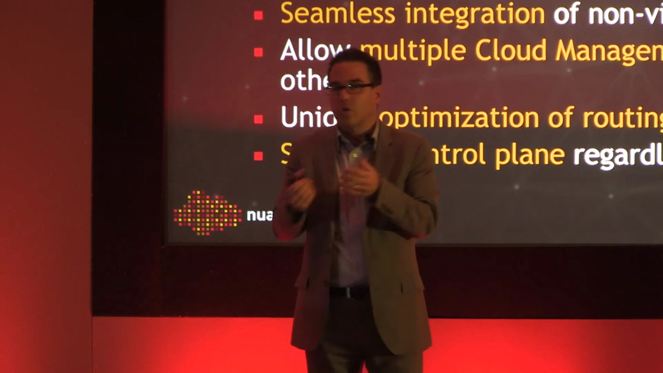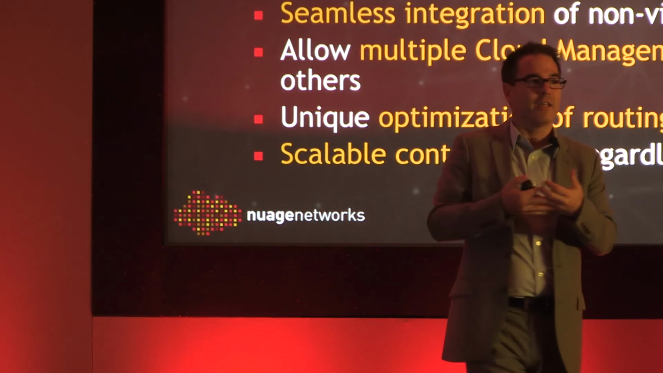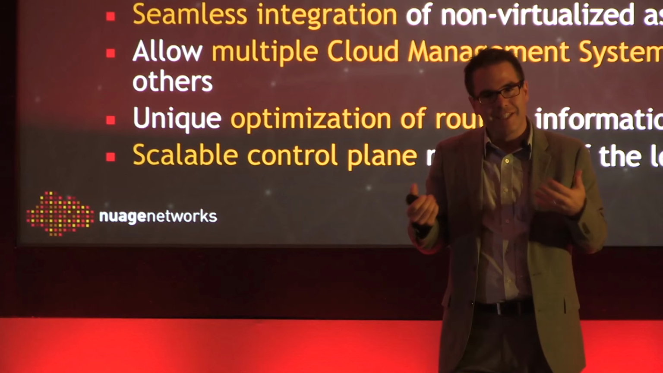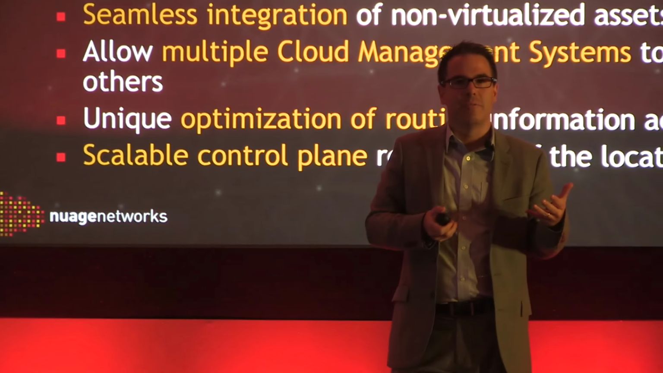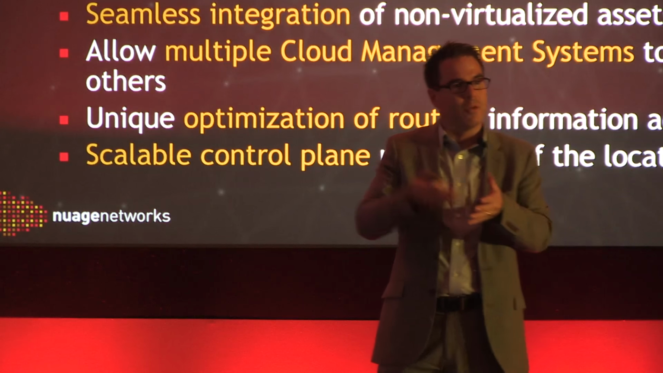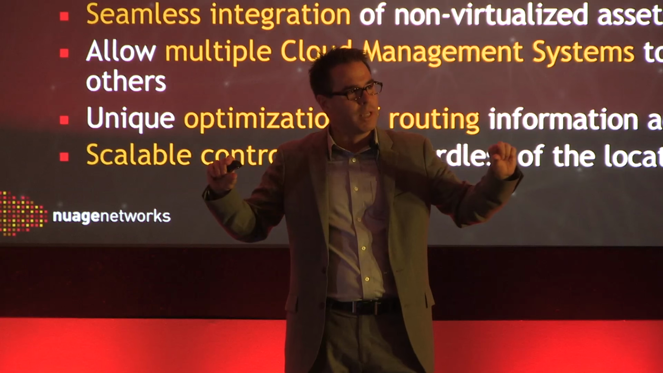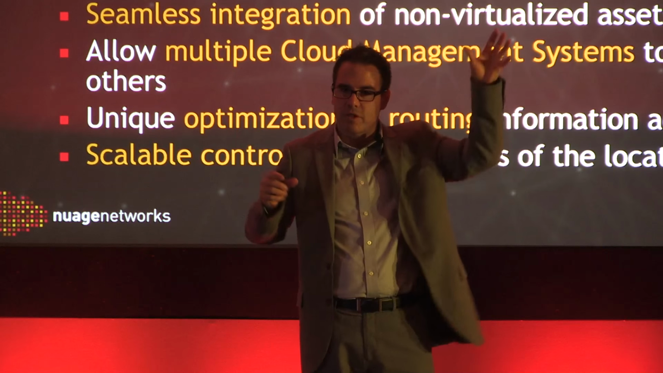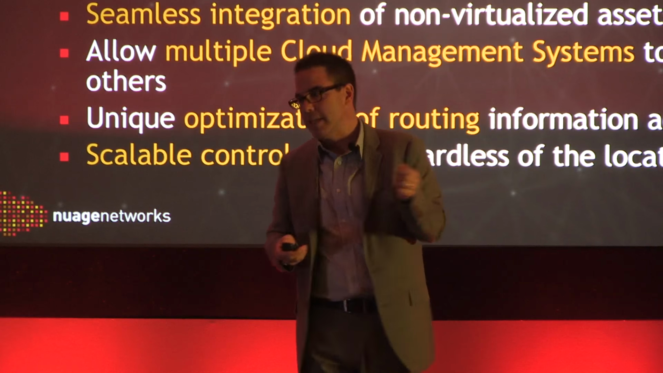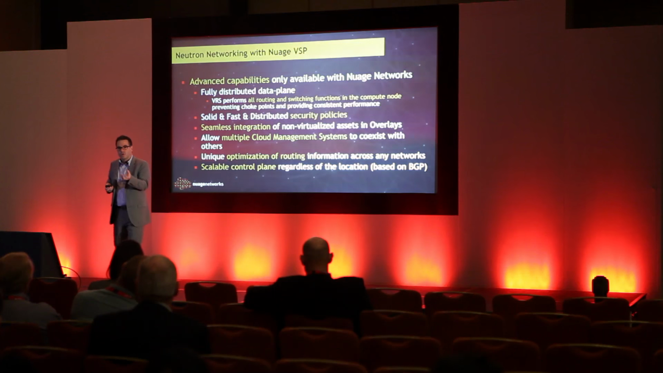So another example where we augment the Neutron platform is providing multiple cloud management systems. And yes, sure, OpenStack is extremely important. However, they might have something already in place. They might be going to a different cloud management system. And having the exact same networking profile, regardless of whether it's provisioned by a VMware orchestration tool or OpenStack, is also something extremely important. And finally, I'd say the scalability of the control plane.